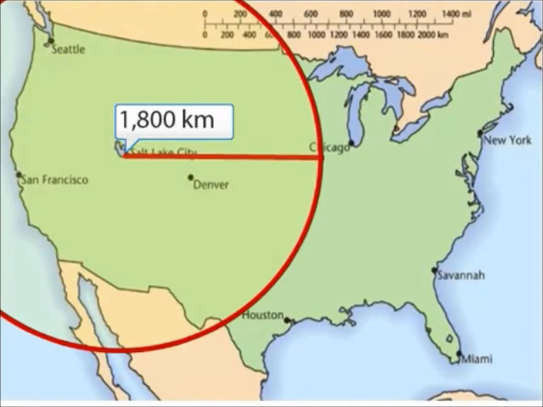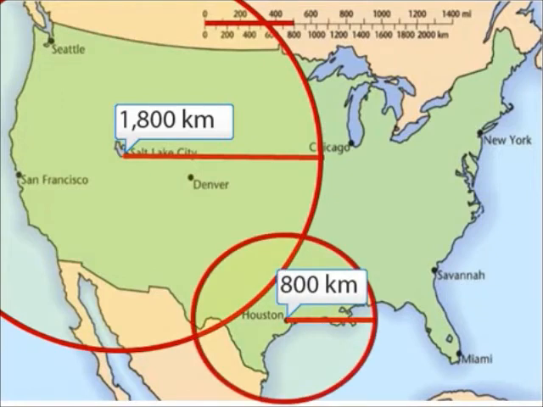Okay, once again, I measure out 800 kilometers up here on the scale. I measure that same distance from Houston. There's 800 kilometers. I draw the circle, and as you can see, this circle intersects in 2 spots. Now we've narrowed down how many places the earthquake could be to one of these 2 spots.